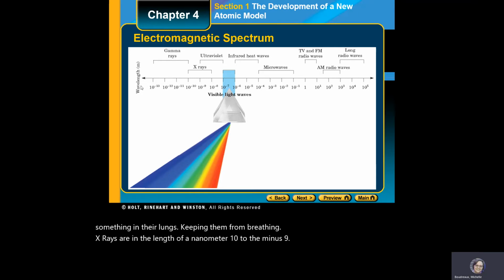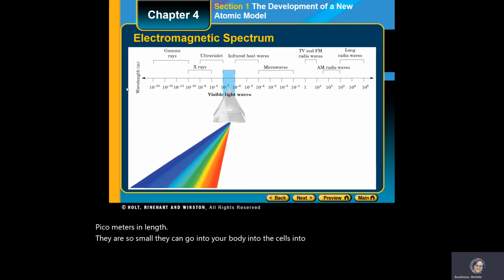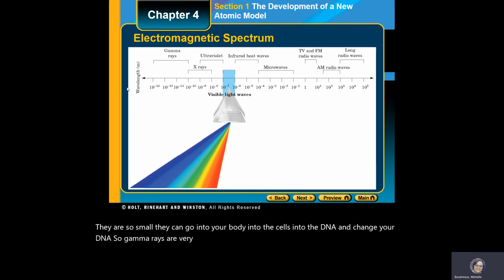Even smaller than X-rays are something called gamma rays. And if you remember the Marvel comic The Hulk, and the jingle about the Hulk in the song, it talks about how Doc Bruce Banner was pelted by gamma rays and turned into the Hulk. Gamma rays are picometers in length. They are so small they can go into your body, into the cells, into the DNA, and change your DNA. So gamma rays are very dangerous and often lead to cancer because they change our genetics.